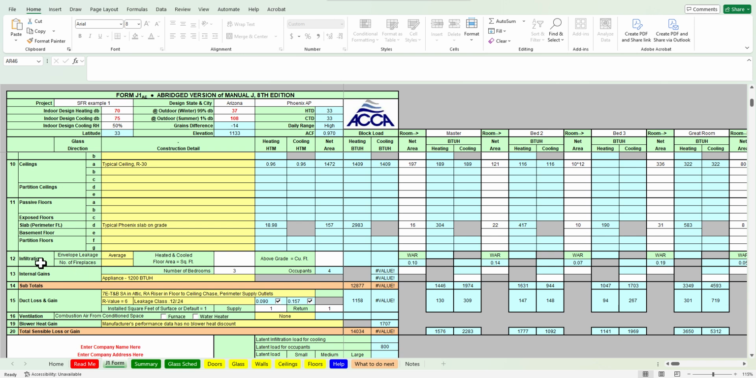Next, we need to move on to this infiltration area. So this is a little bit interesting. You got to read the Manual J for this. Basically, you got to start looking into things like, so infiltration means basically any leaks or gaps or anything like that. So for now, we'll just go with average.